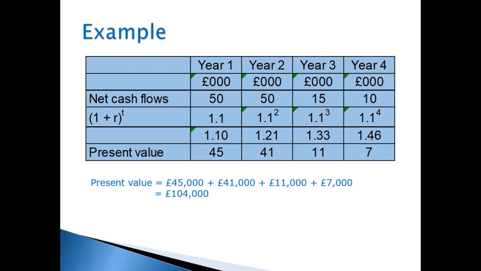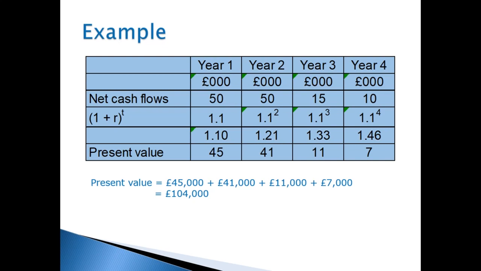Note that receiving the 50,000 in year 2 is worth less than the 50,000 in year 1. It's 41,000 compared with 45,000. So the value of those 50,000s is affected by their timing, by when they happen. And this feature is known as the time value of money.